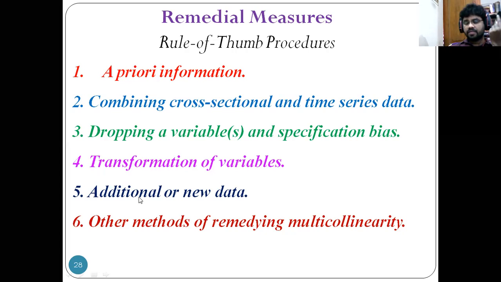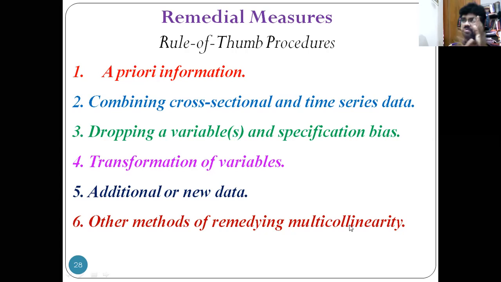Then, if your model is suffering from a multicollinearity problem, you need additional or new data, that is, you need to add other data, or sometimes you can increase the sample size. Then the sixth one is the other methods of remedying multicollinearity. There are other methods also to remove the multicollinearity problem.